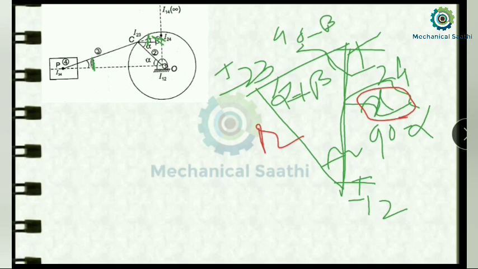So we can use the sine law over here. According to the sine law, the side divided by the sine of the opposite angle will be equal. So I can write over here r, the radius, divided by the sine of the opposite angle. This angle is given as 90 minus beta, so the sine of the opposite angle is sine of 90 minus beta.